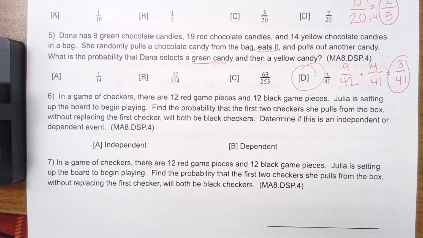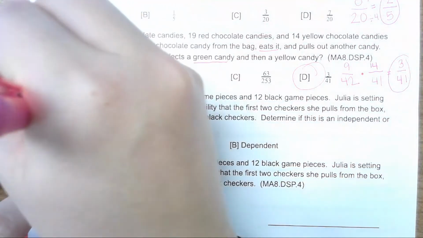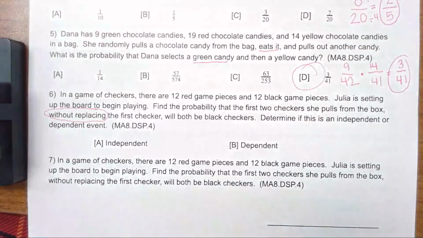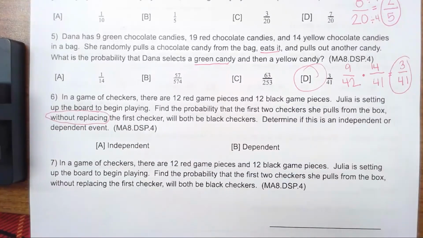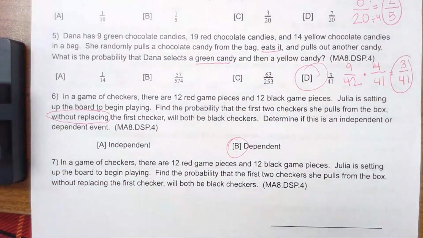And the thing that you guys need to notice by now is whenever it says the word without replacing or replacing, because that is your indicator right away if it's going to be independent or dependent, because if she does not replace the checker piece, that means that she has one less checker piece to choose from. So if she has one less checker piece to choose from, just like up here with the chocolate candies, then it's going to affect the second probability. So that means that it's a dependent event because it does affect the second probability.